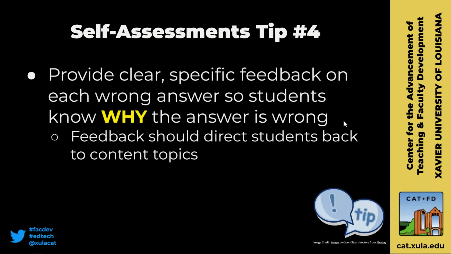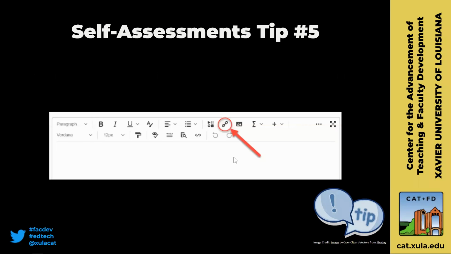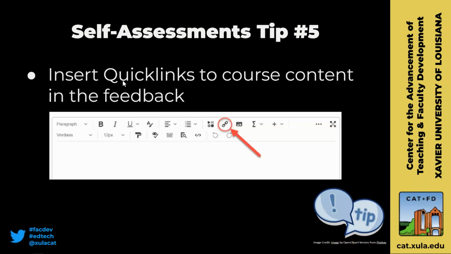Tip number 4, be clear. Provide clear, specific feedback on the wrong answer, why the answer is wrong, and direct the students back to content topics to help them understand what they're doing wrong. Tip number 5, utilize the quick links. These point back or a quick way to get back to course content.